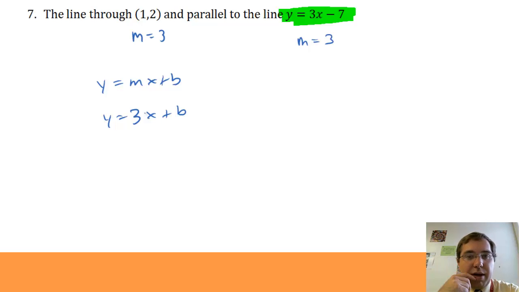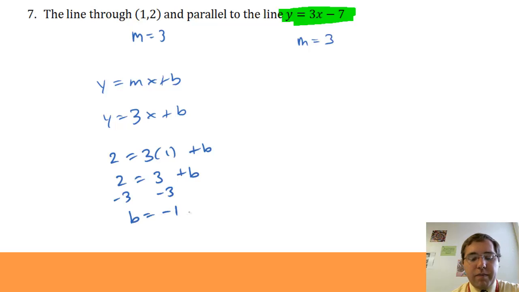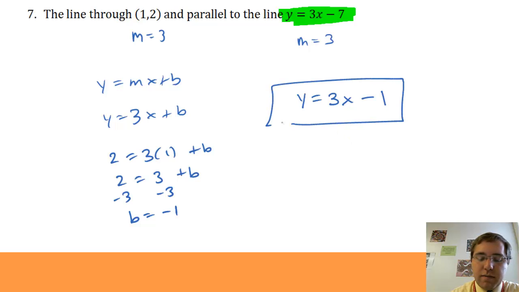The way we can find b is to use the point that we're given, 1, 2. 1 is a value for x and 2 is a value for y. So let's plug them in. And then let's solve for b. So 2 equals 3 times 1 is 3 plus b. If we subtract 3 from both sides, then b equals negative 1. So then our final answer is y equals 3x, then plug in negative 1 for b, so minus 1. And that would be our answer in slope-intercept form. So that's how we do it if we want a parallel.